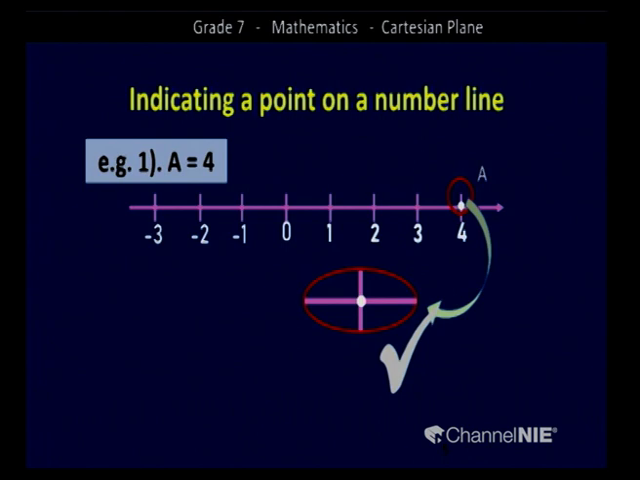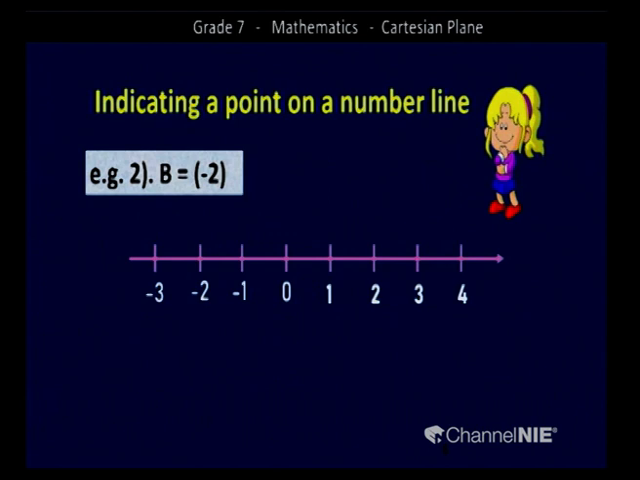So, I am going to give you another example. So, try to mark the point correctly before me. Right. Previously, we have marked a positive value. This time, we are going to mark a negative value. So, here example number 2, B equals minus 2.